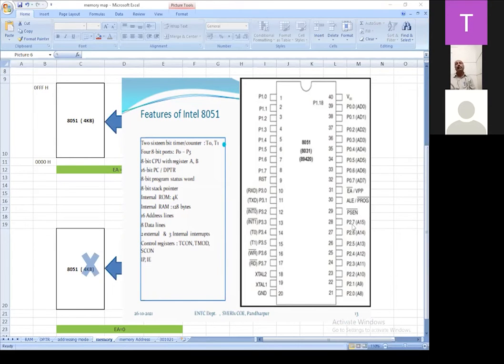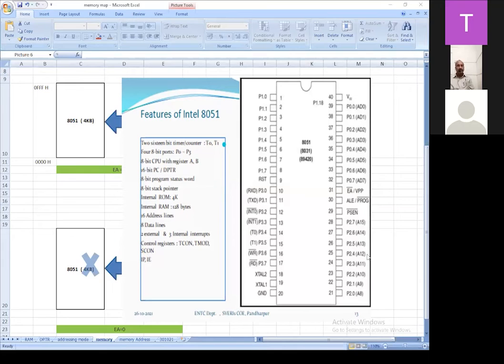At the same time, P2, if you see, this is the P2 port. It has 8 pins, but an additional function is allotted to it: only the address lines, not the data lines. Got it? Because see the difference between port 0 and port 2. Port 0 has AD0 to AD7, but port 2 has only A8 to A15. Means only address lines are here, and for port 0 the address lines as well as the data lines are there.